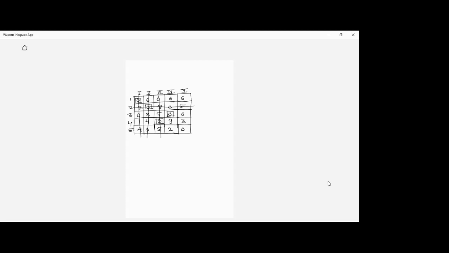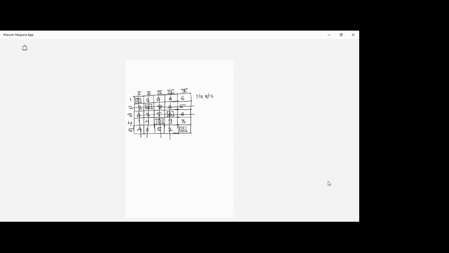and we are going to cancel all the zeros in that particular column, as well as all the zeros in that particular row. Lastly, we have only 1 zero left here, so it is possible here. Again, we are going to make a square here. So now let's check out our optimality condition.